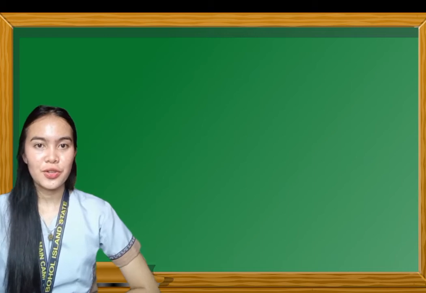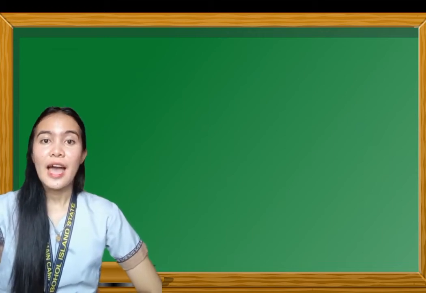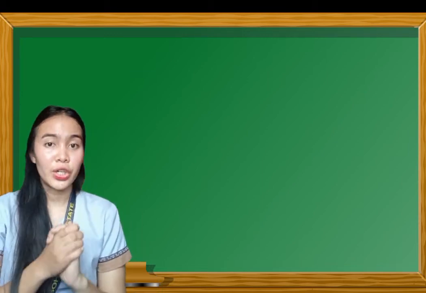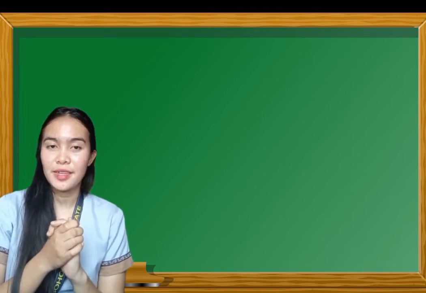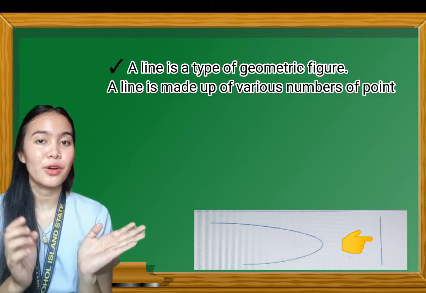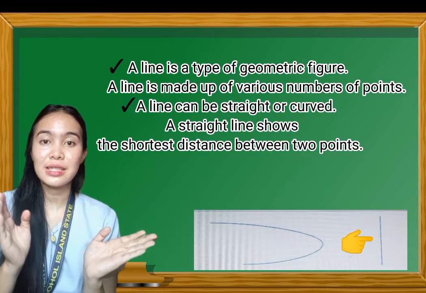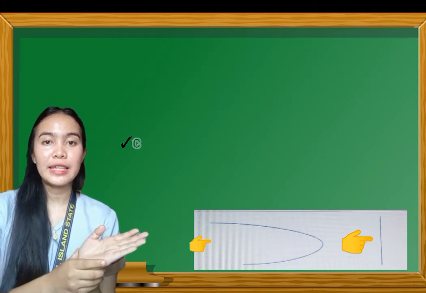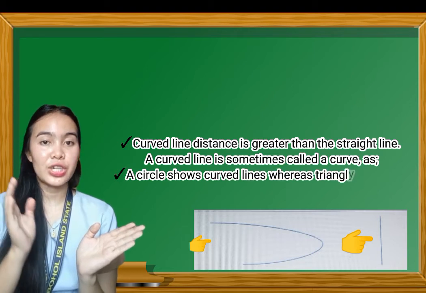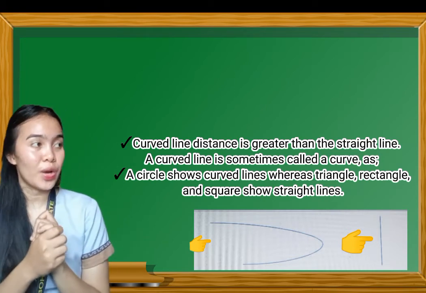Based on the given illustrations, how would you be able to determine the straight lines? How about the curved ones and the perpendicular lines? How about the parallel lines? So, what are lines, curves, perpendicular lines, and parallel lines? A line is a type of geometric figure. A line is made up of various numbers of points. A line can be straight or curved. A straight line shows the shortest distance between 2 points. A curved line's distance is greater than the straight line. A curved line is sometimes called a curve. A circle shows a curved line, whereas a triangle, rectangle, and square show straight lines.